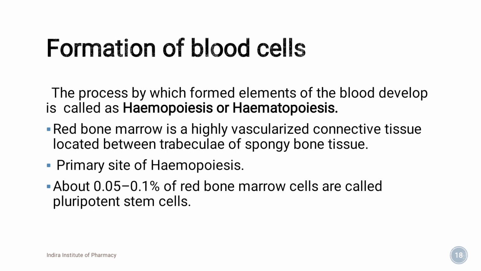In early development, it takes place in the yolk sac of the embryo, that is in the liver, spleen, thymus, and in later stages, it takes place in the red bone marrow, which is the major site for production of red blood cells. It is connective tissue located in the spongy bone tissue. So it is the primary site for hemopoiesis.